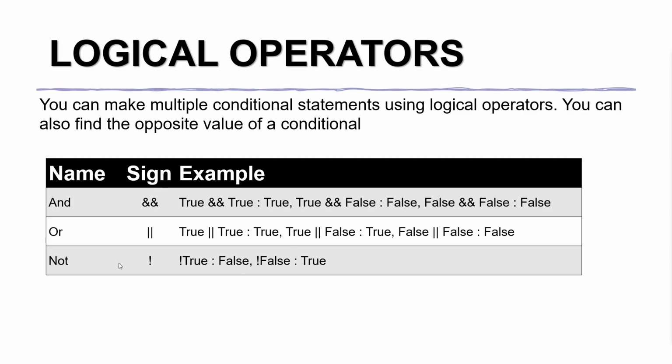The or operator works where only one needs to be true. Both can be true, but as long as both of them aren't false.